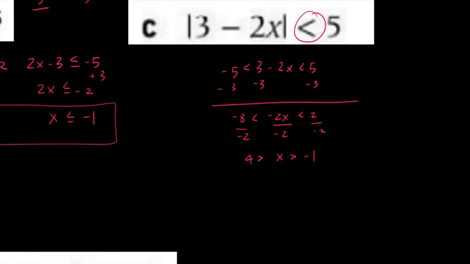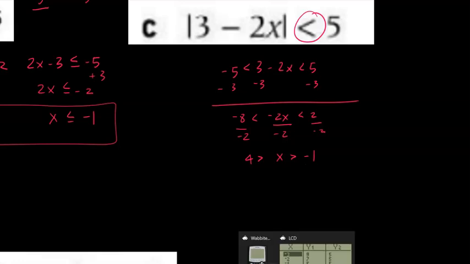Now another way for you to check is to look at these boundaries right here, 4 and negative 1. Actually put those in and see if they work, and then try numbers in between, like 0, and see if that works. Okay, or you could just graph it.